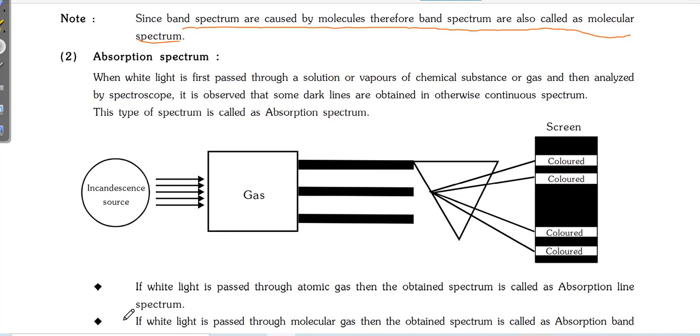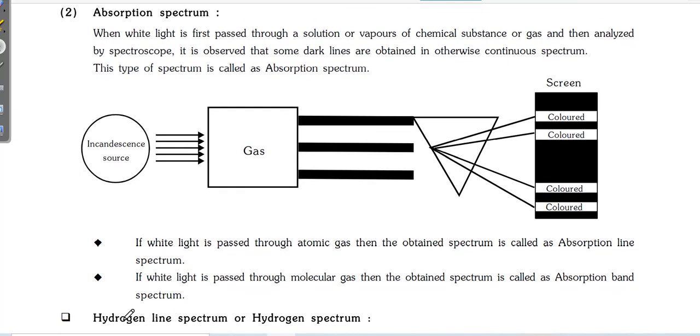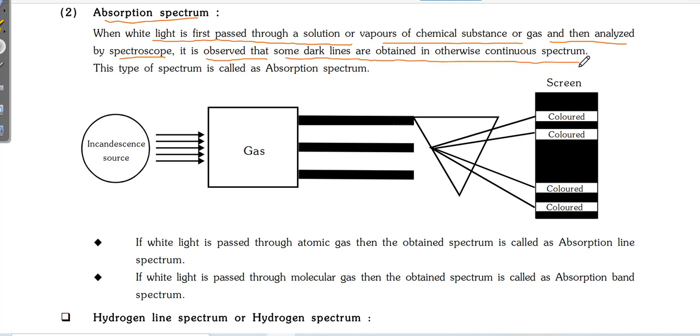Next, absorption spectrum. In this absorption spectrum, when white light is first passed through a solution or various chemical substances or gas, and then analyzed by a spectroscope, it is observed that some dark lines are obtained in the otherwise continuous spectrum. This type of spectrum is called absorption spectrum.